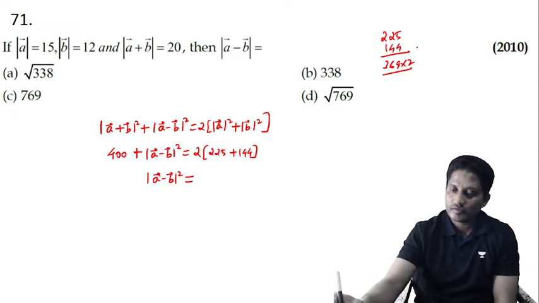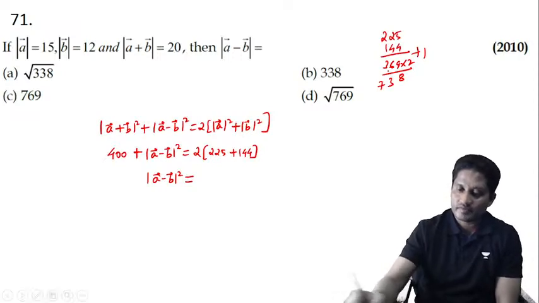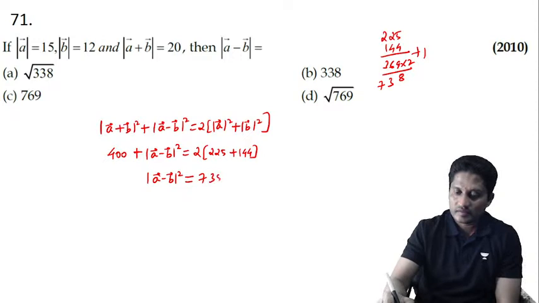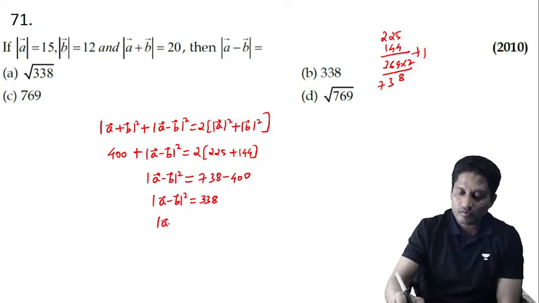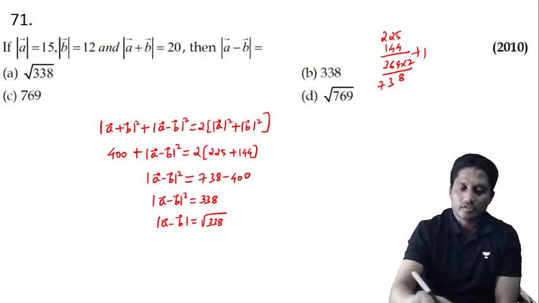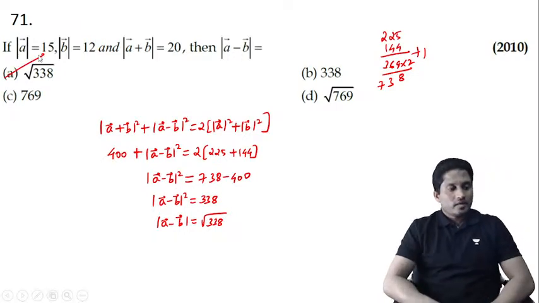369 into 2: 9 twos are 18, 6 twos are 12, this is 13, 3 twos are 6, plus 1 is 7. 738 minus 400. Mod of (a minus b) the whole square is equal to 338. If I take the square out, modulus of (a minus b) is root of 338, which is option A. Right? Let's move to the next question.